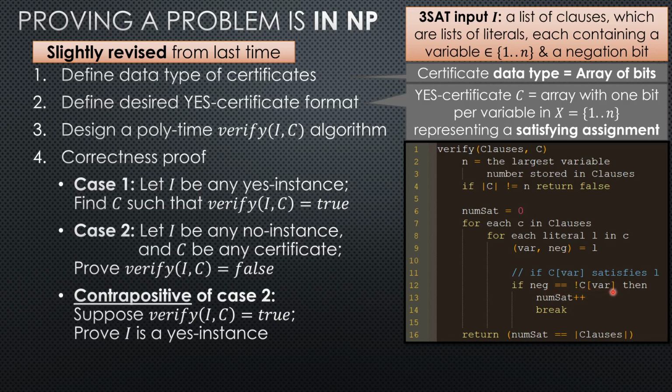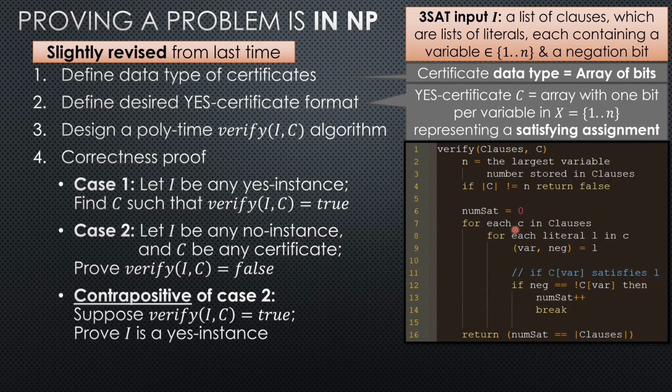So if C of var is assigned true and we negate that to false, and that's equal to negative. So if negative is false and the negation of C of var is false, then that means we're not looking for a negative, we're looking for a positive, and C of var is true. So we should continue. If I had more space in the slide, I could break out the 4 cases and express it that way. But anyway, this is just a very compact way of checking all the 4 cases to make sure that the truth value assigned to var by the certificate C actually satisfies a literal L.